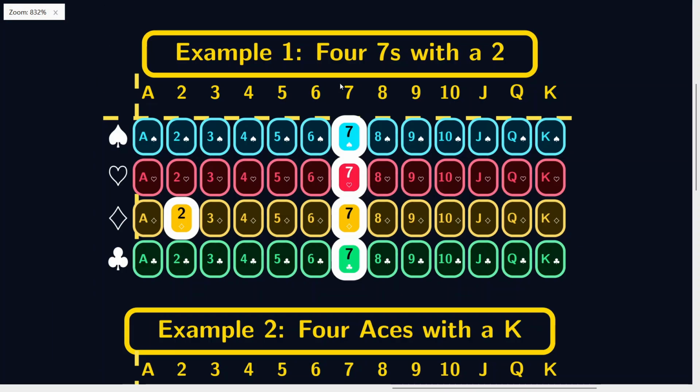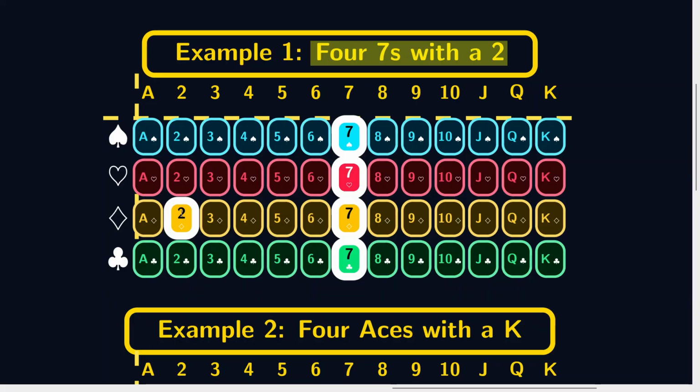The first example is 4 7s with a 2 of diamonds as the kicker. In the grid, look at the column for the rank of 7. All 4 boxes are highlighted: the 7 of spades, the 7 of hearts, the 7 of diamonds, and the 7 of clubs. The entire column is full. Then, in the column for the rank of 2, a single box is highlighted, specifically the row for diamonds. That one dot in that one box of that second column is your kicker card.